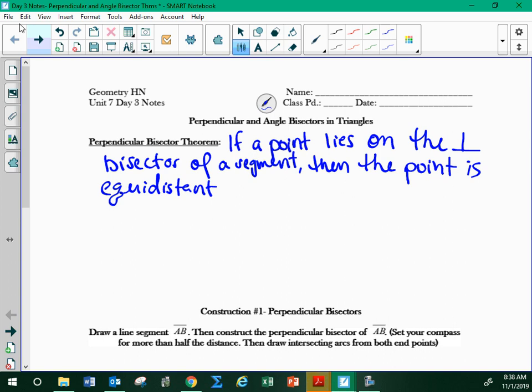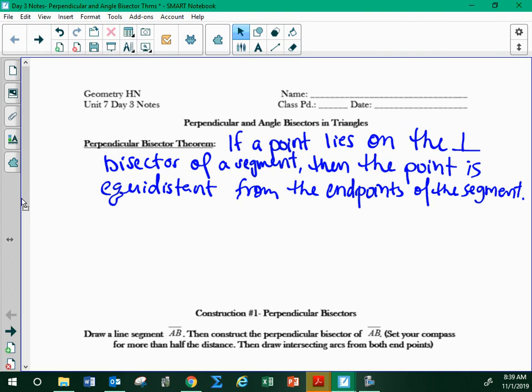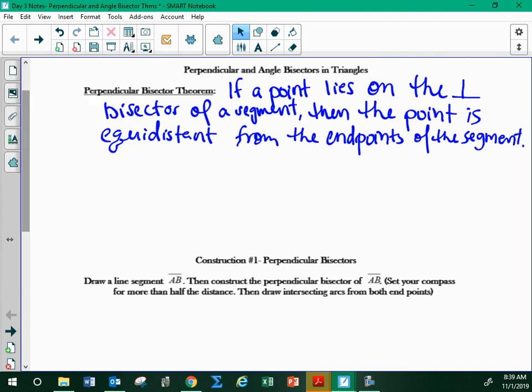Now that's an A formed with the T that makes it look like an E with an extra leg. Just go with it. Alright, then the point is equidistant from the endpoints of the segment. If the point lies on the perpendicular bisector of a segment, then the point is equidistant from the endpoints of the segment. I can't write in a straight line at all.